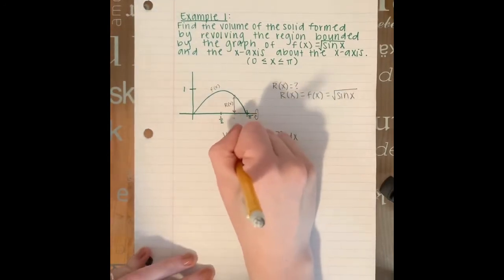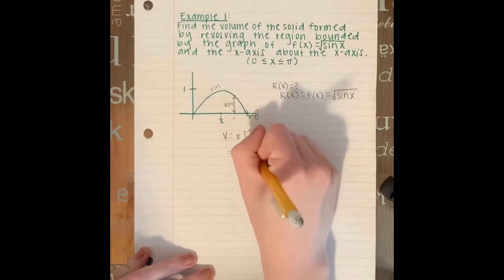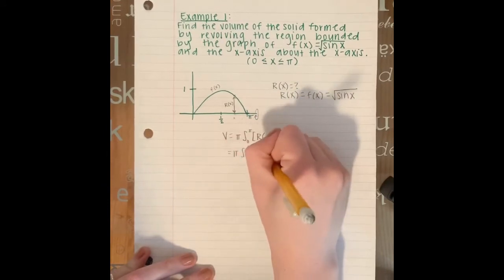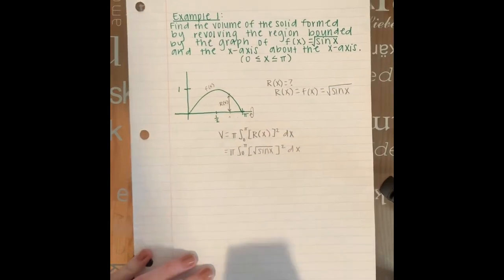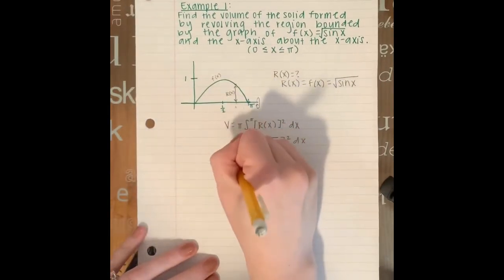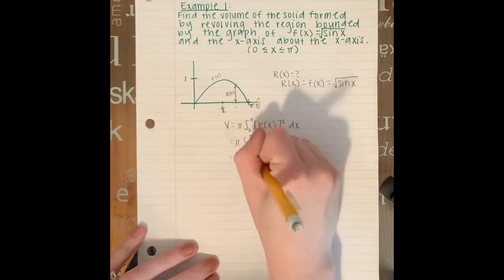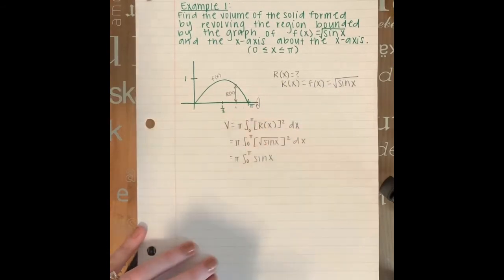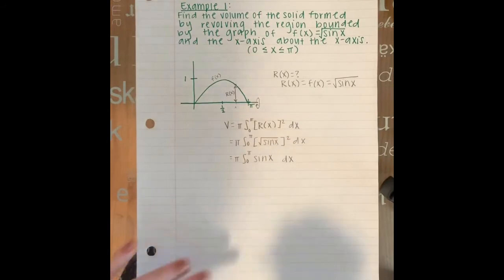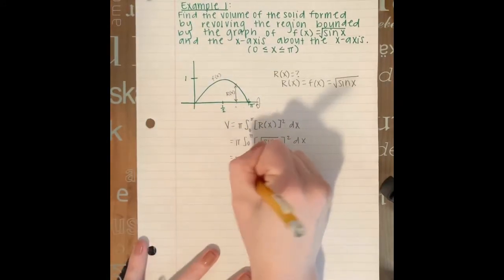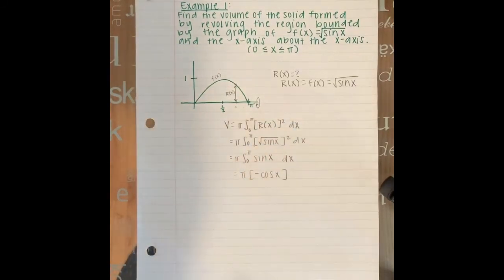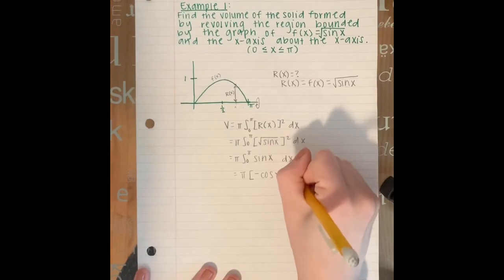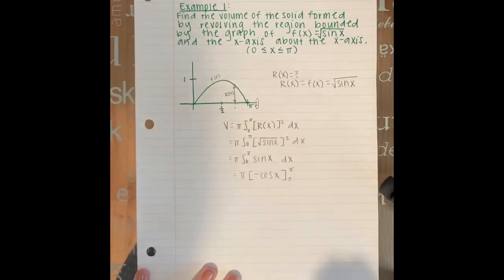So then I can just plug in from 0 to pi of square root sine x squared dx. All right, so then it would be pi integral from 0 to pi of sine x, because square root of sine x squared is just sine x dx. The integral of sine x is negative cosine x. And then I'm going from 0 to pi, and because it is a definite integral, I don't have to do plus c.